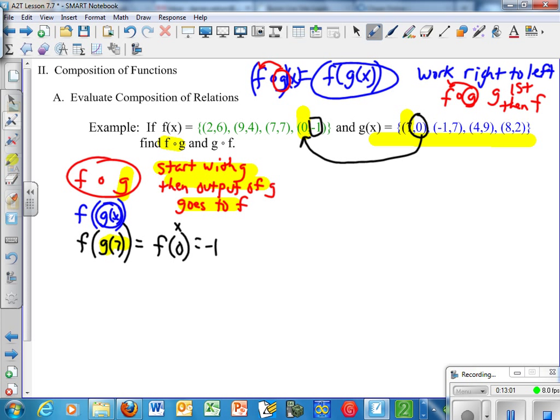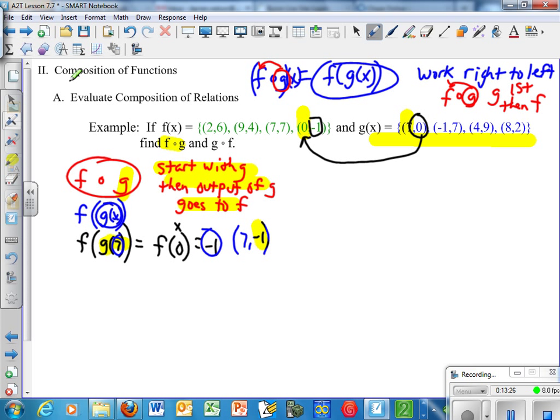So, in effect, what did we do? We inputted a 7. That's this value. And we outputted a -1. So I'm going to write it as a coordinate. So f of g of 7 outputted -1. Now we go to the next one.